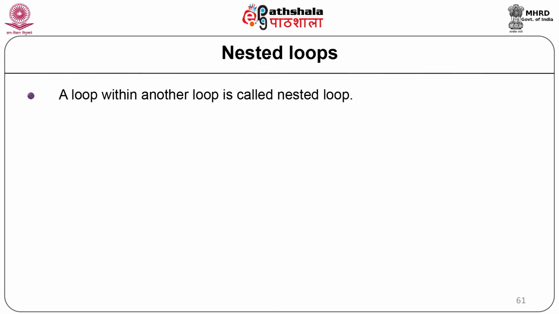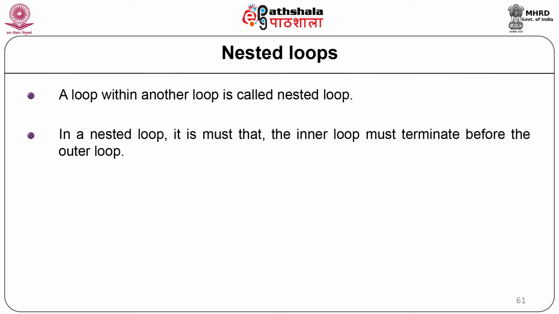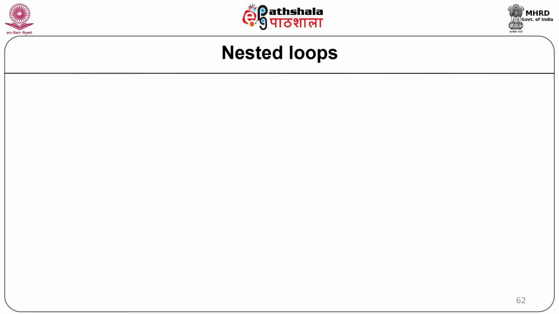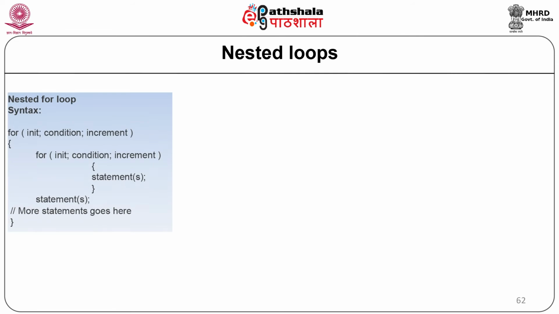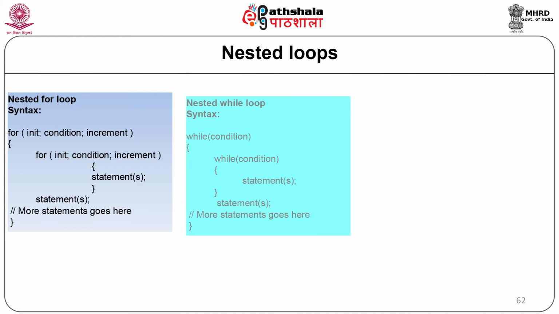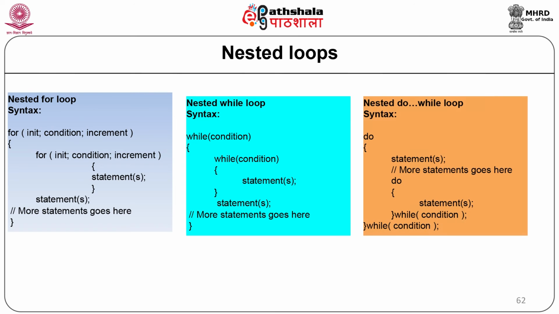Nested loops. A loop within another loop is called a nested loop. In a nested loop, it is a must that an inner loop must terminate before the outer loop. We can have any level of nesting with a statement, with a loop, everything. Basically, C++ allows 256 levels of nesting. We can have a nesting of a for loop, we can have a nesting of a while loop, we can have a nesting of do while loop.